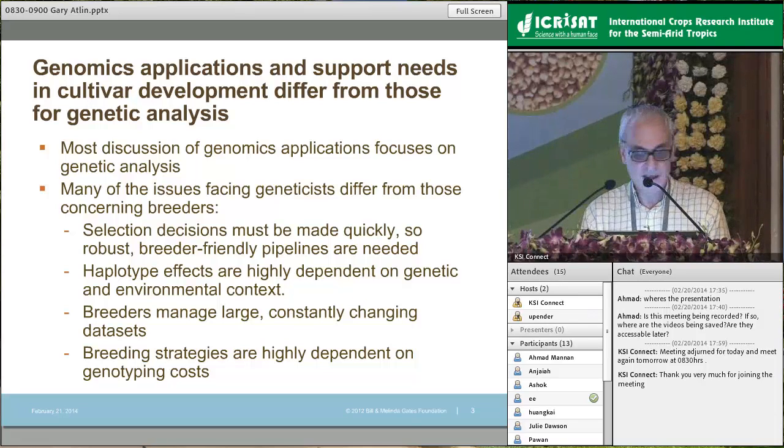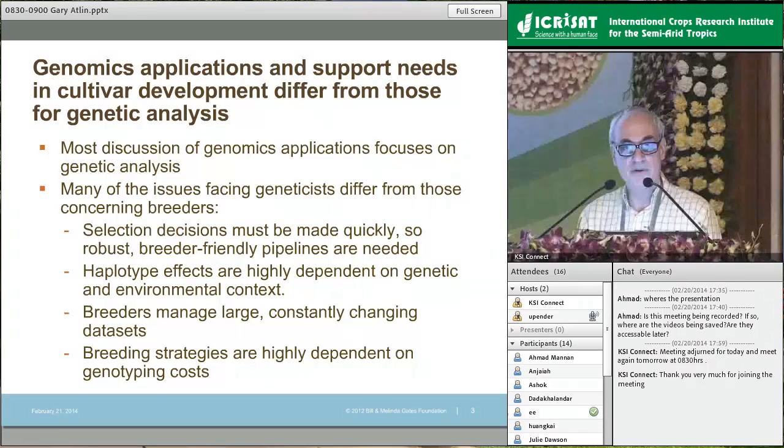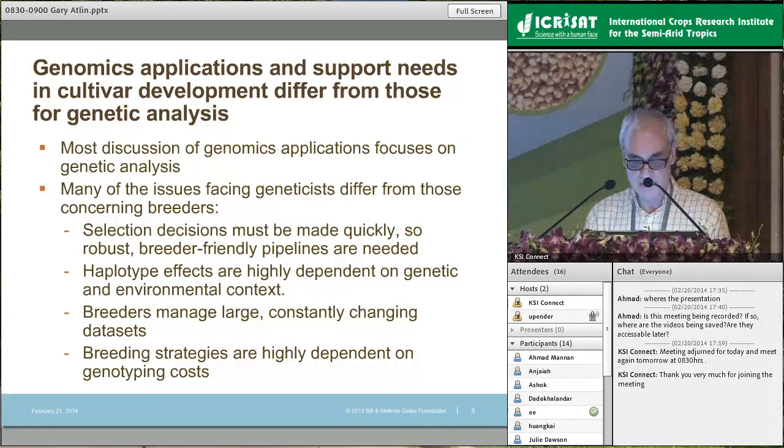user-friendly pipelines, and the haplotype effects that they measure or seek to deploy are very dependent on both the genetic and environmental context. We've heard a fair bit about that over the last couple of days. So they need very good information on what effects are going to look like in different backgrounds and different environments.